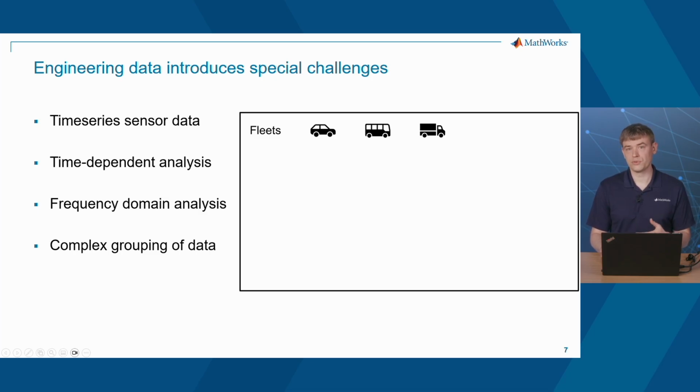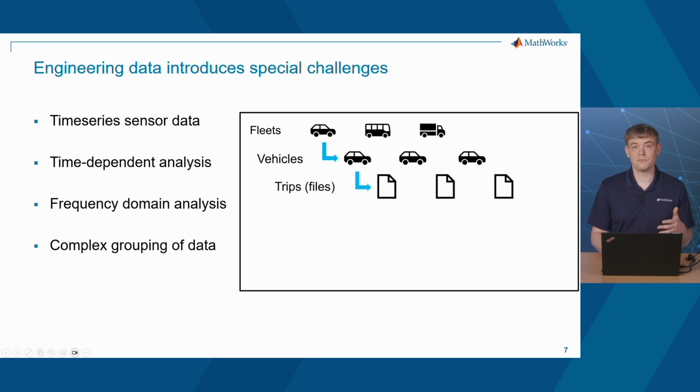Engineering data often comes from fleets of equipment, and when I say fleet, people often think of cars or buses, but a fleet is really any collection of physical assets that are generating sensor data. So you might have a fleet of robots on a manufacturing line, or a fleet of wearable devices, or a fleet of wind turbines or EV charging stations. Inside of each fleet are the individual assets. There are many individual vehicles inside of a fleet.